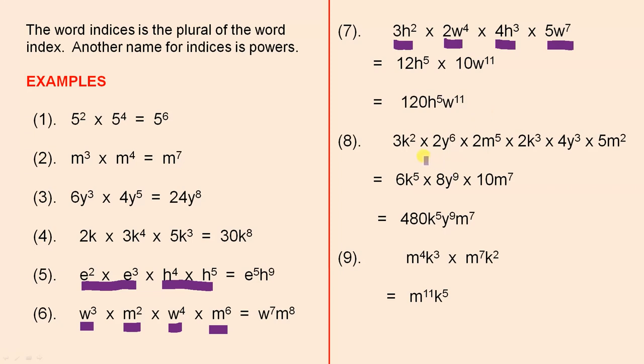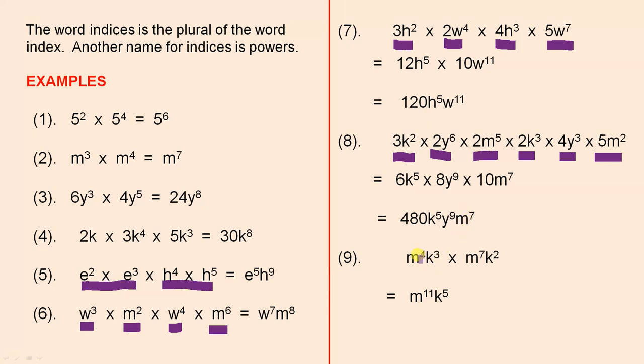Number 8, we have the like terms there. 3 2s are 6, so there'll be 6k to the power of 5. We have that one with that one. That will be 2 4s are 8, y to the power of 9. And we have that one and that one. 2 5s are 10, m to the power of 7. 6 8s are 48, so that gives us 480. And you keep the letters the same and the indices the same.